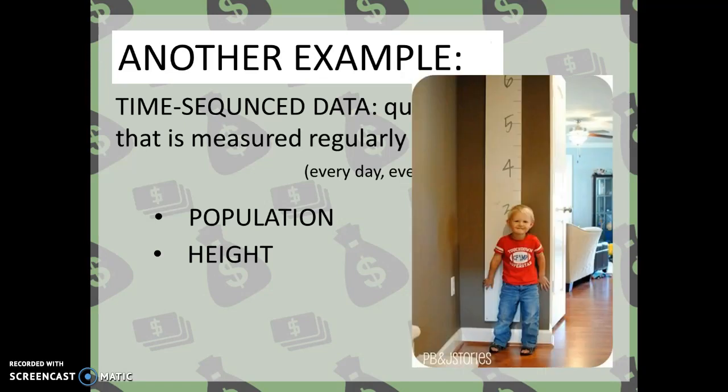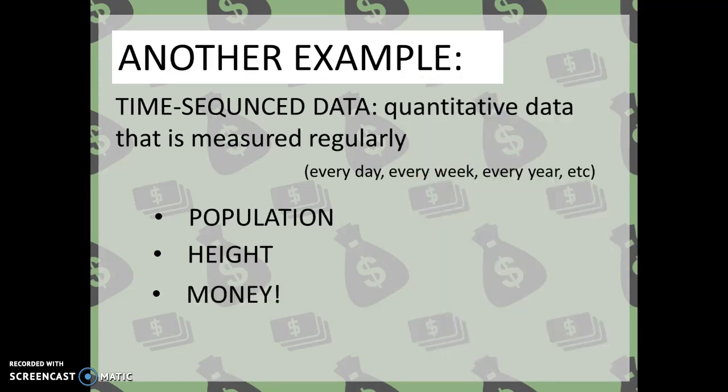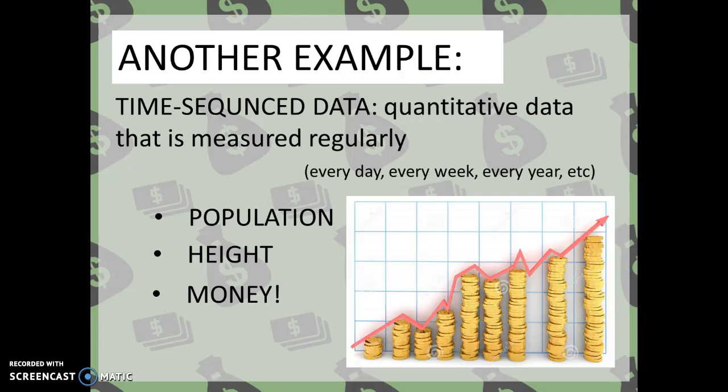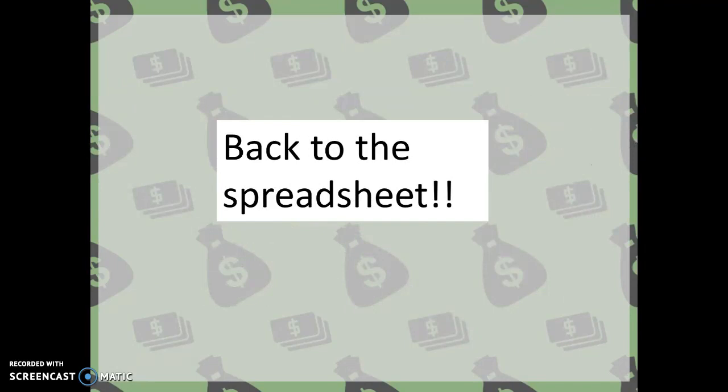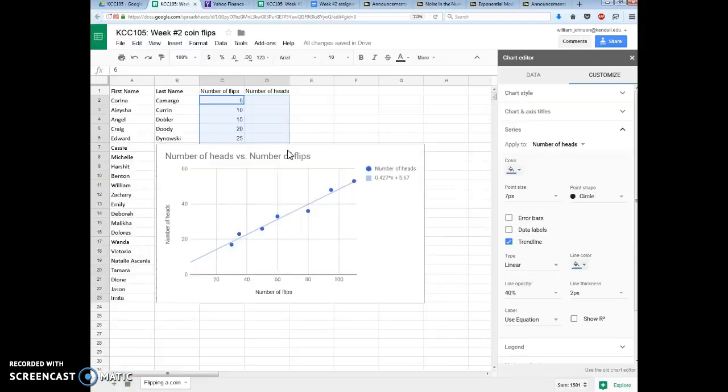Now, some of you got your kids at home. I have a 7-year-old, and you line them up on the doorway and you mark how tall they are each year. You're measuring height every year. That's time sequence data. What about money? Well, let's face it, everybody likes to or has to measure the money, see what I've got in the bank and that sort of thing. That's time sequence data. And we're going to head to the spreadsheet, and I'm going to show you an example of some time sequence data that we can work with.